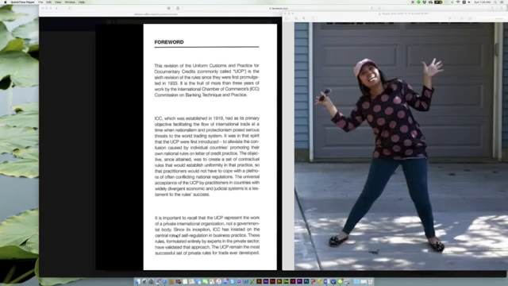It is important to recall that the UCP represents the work of a private international organization, not a governmental body. Since its inception, ICC has insisted on the central role of self-regulation in business practice. These rules, formulated entirely by experts in the private sector, have validated that approach. The UCP remains the most successful set of private rules for trade ever developed.